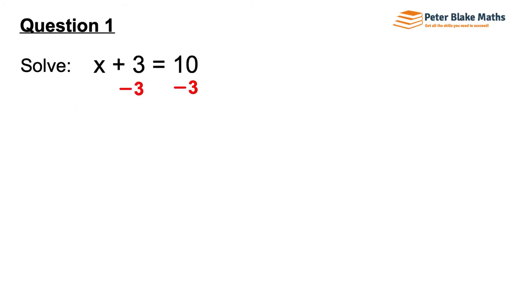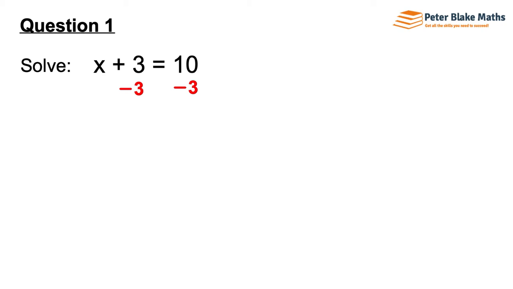So we have an x plus 3, we'd want to move the plus 3 to get the letter on its own. So we move that plus 3 by doing the opposite operation. The opposite of a plus is a minus, to both sides. So the opposite of plus 3 is minus 3, so we've done that to both sides.